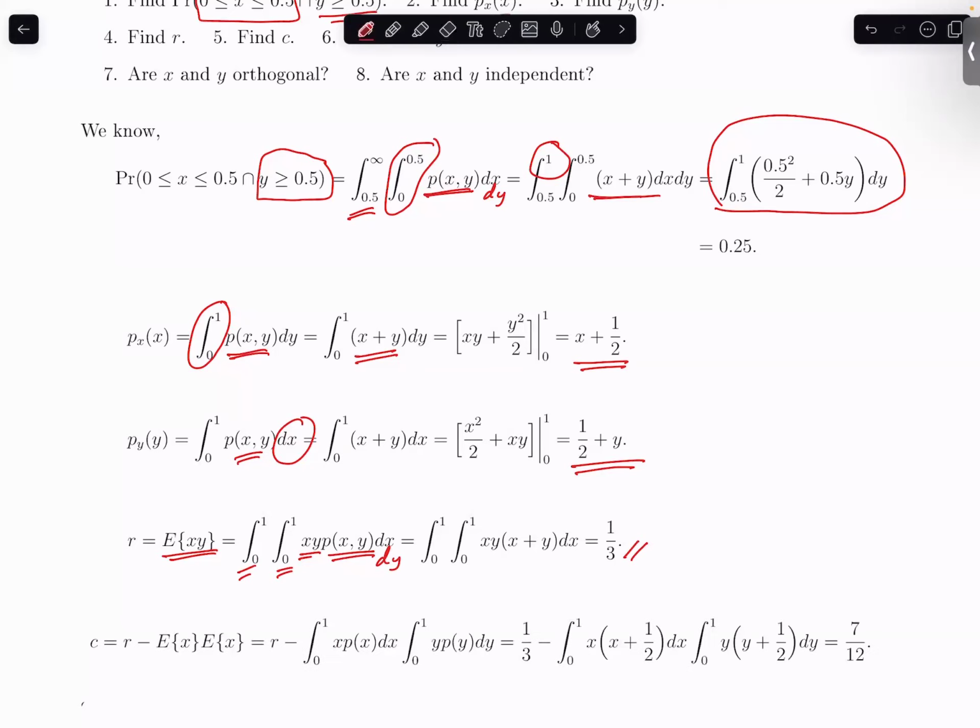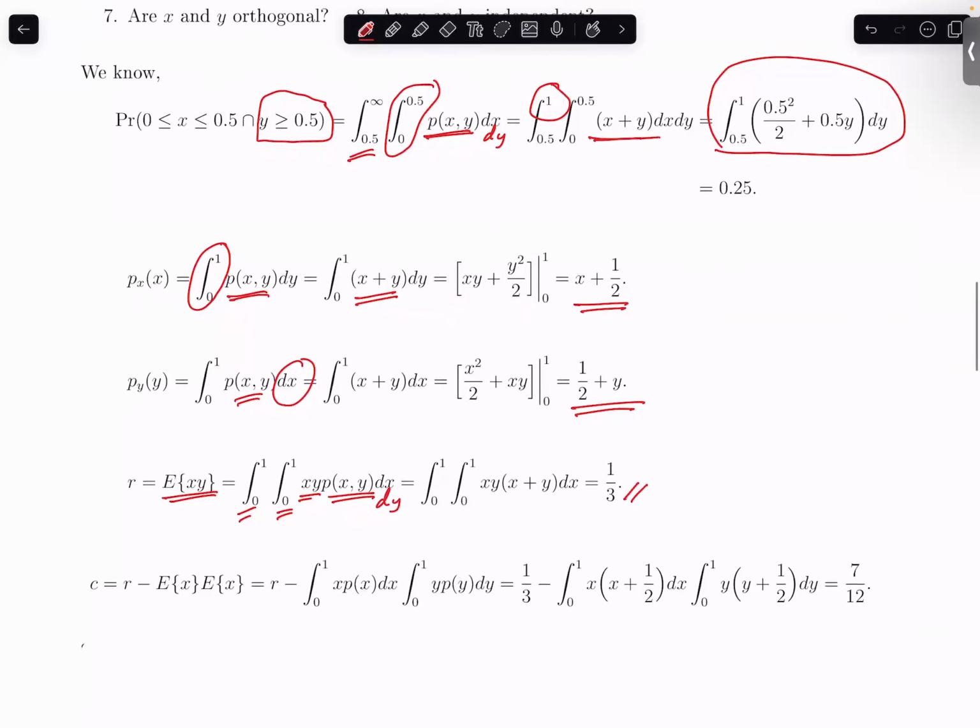Next, we'd like to find the covariance C between x and y. And the covariance is given by correlation minus mean of x times mean of y. This correlation we already found out, it's a third. And then to find the expected value of x, we have to take x, multiply that by the PDF of x and integrate over x. Similarly, we can find the expected value of y as this. And then evaluating these integrals and simplifying, we get 7/12 for our covariance between x and y.